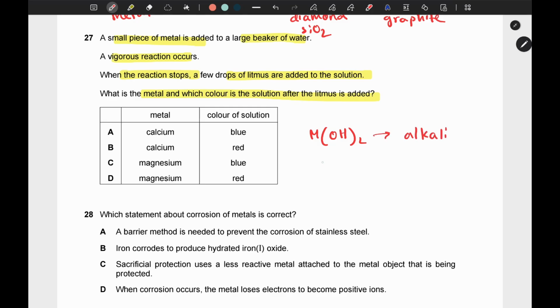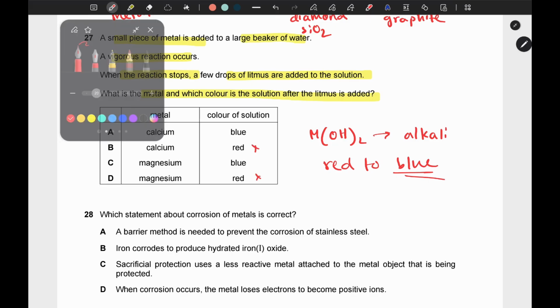So the litmus paper should turn from red to blue. So the color we would observe at the end is blue. So that means red is not an option.